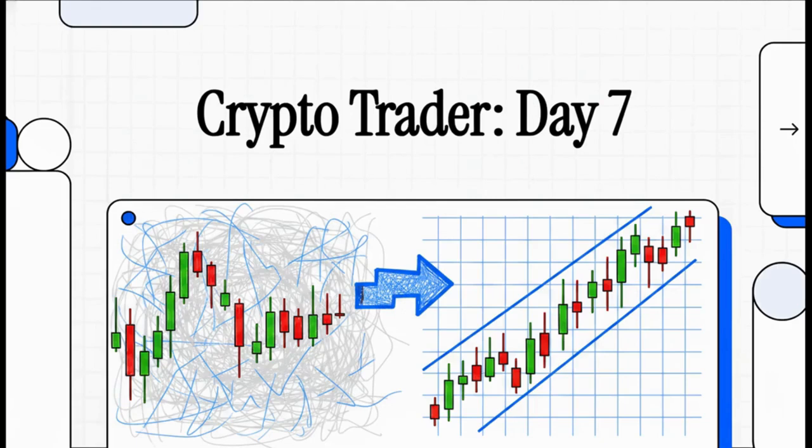Now, if you've been following along with us, you already know that looking at a raw crypto chart can honestly feel a bit like staring straight into the matrix, right? Just numbers and lines everywhere. But today is the day we turn all that absolute chaos into structured, readable order.